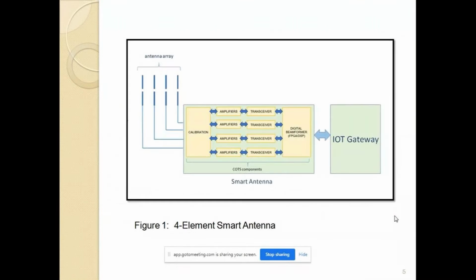So when we see this particular diagram, we can see how this smart antenna can be used for Internet of Things applications. In this example, we have considered a 4-element antenna array. The elements are passed through the amplifiers and transceivers, and the digital signal processors are there. The entire smart antenna system is two-way, and it is controlled by the IoT gateway. This way, we can say that the smart antenna can radically improve the IoT network performance. This is a wonderful thing, a wonderful part of these smart antennas.